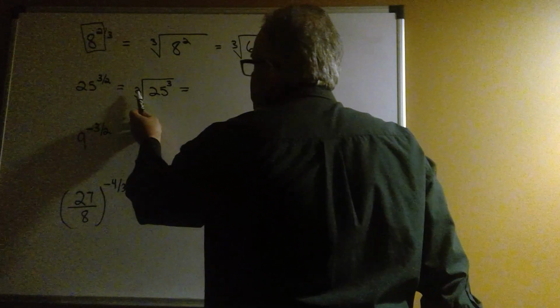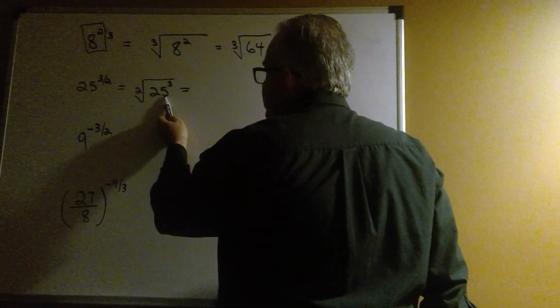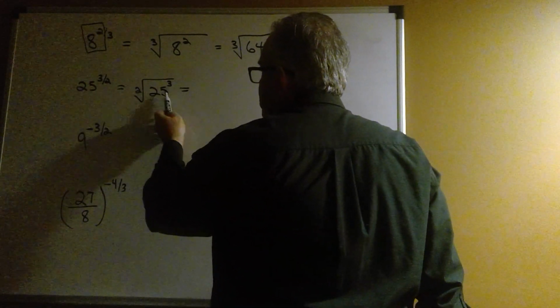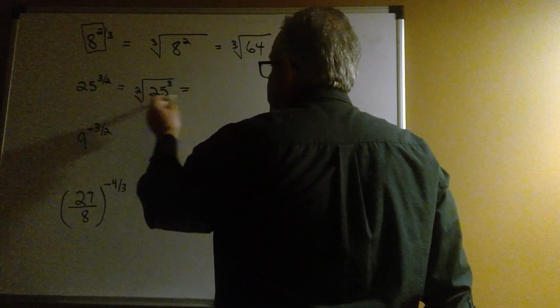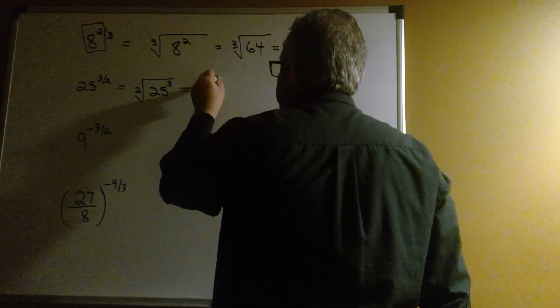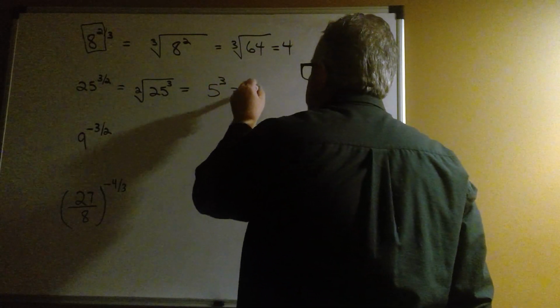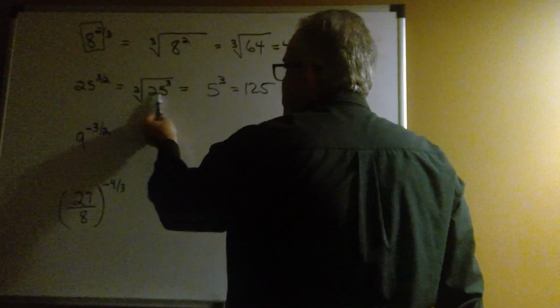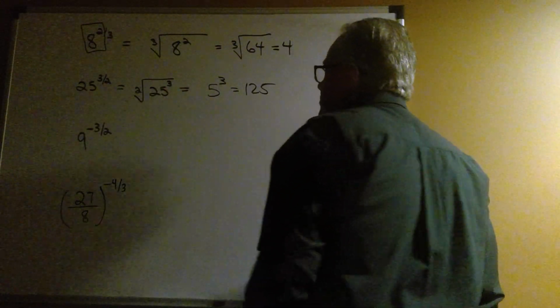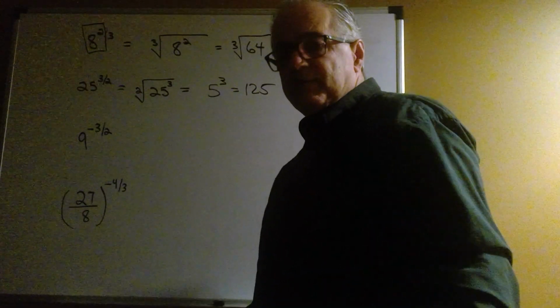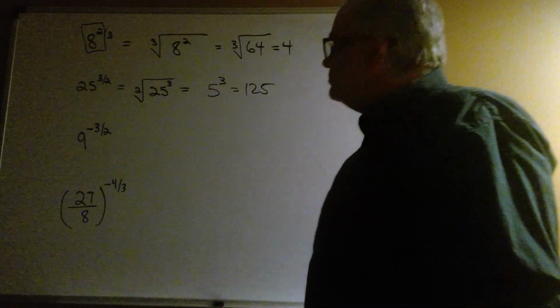You could say, well, what's the square root of 25? I'm going to go about it a different way. The square root of 25 is 5 raised to the third power. So this would equal 5 to the third power, which also equals 125. I'm taking the square root of this 25, which is 5, and then raising it to the third power. So that's another way of doing the same type of problem.